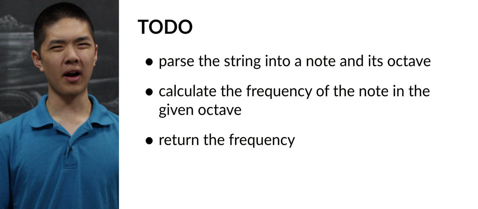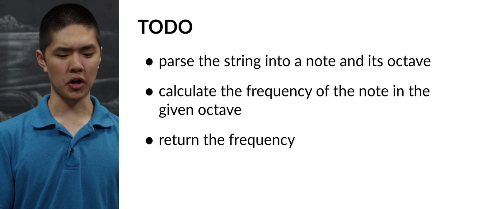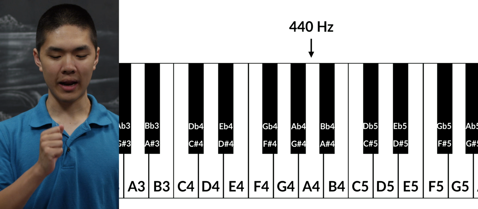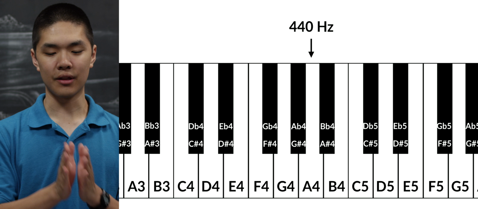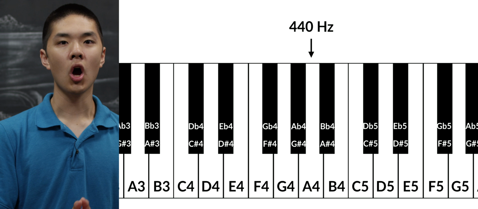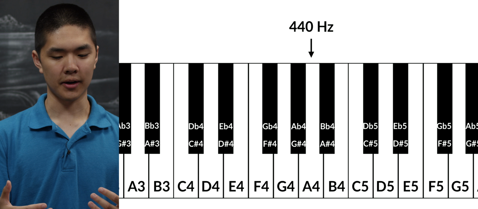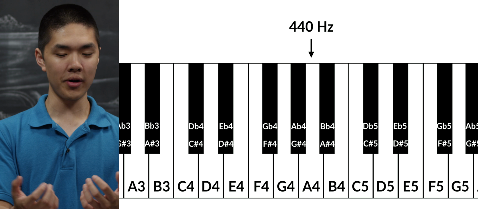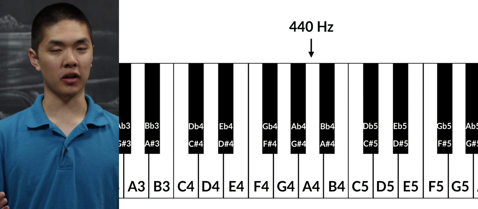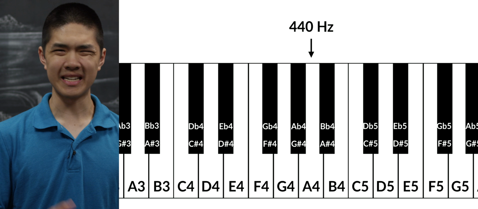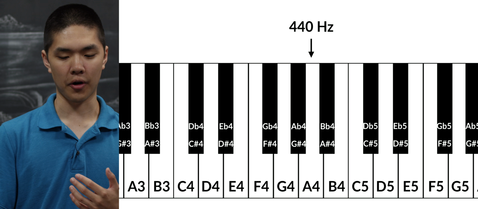So how do we figure out what the frequency is of any given note? Well, the world is sort of standardized upon the idea that the note A4, or A in the fourth octave, will have a frequency of 440 hertz. So that's something that you can take for granted. If the user passes in A4 into your function, then the output is just going to be 440 as the return value. But what if the note isn't A4 and it's some other note?